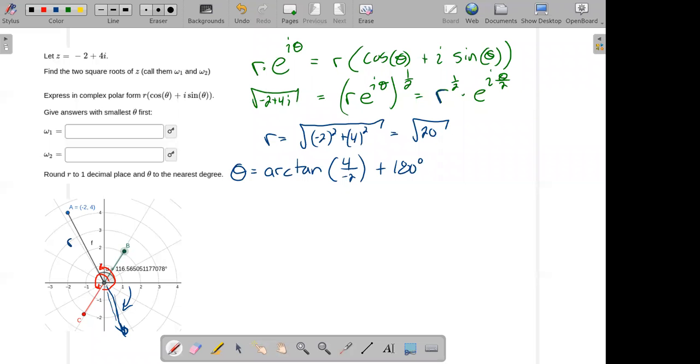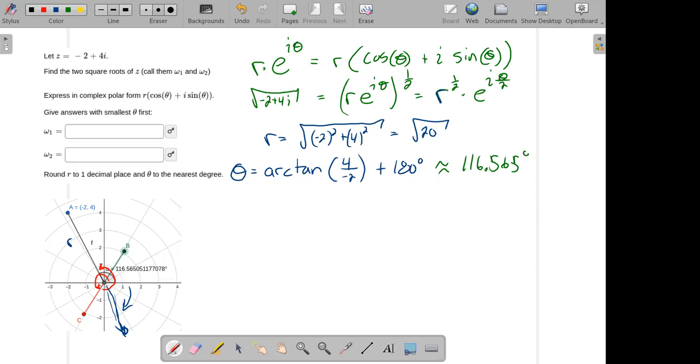Okay. So I found my theta and I found my r. So now to find the square root of this number here, I just put that together. So let's write that down here. So this number here is approximately, let's call it 116.565. And make sure we label that as degrees so we don't confuse it with radians. And then square root of 20, I'm just going to leave that as the square root of 20.